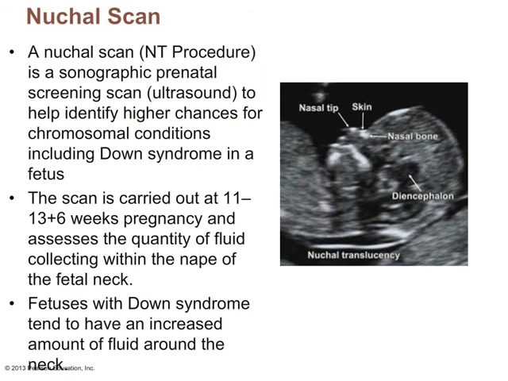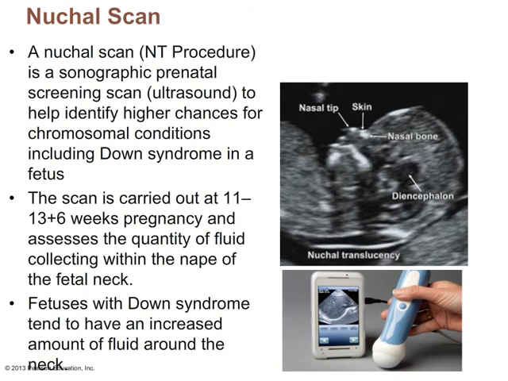This test involves the use of an ultrasound probe, and we basically do an ultrasound of the fetus, and we measure the fluid accumulation in the neck area and also the translucency of that area, because as it turns out, in many Down syndrome fetuses, they get this accumulation of fluid in the nuchal region, that is, in the back of the neck. And so if we can measure the neck and look at the translucency of the fluid in the neck, we can get a pretty good idea whether or not this child might have Down syndrome.